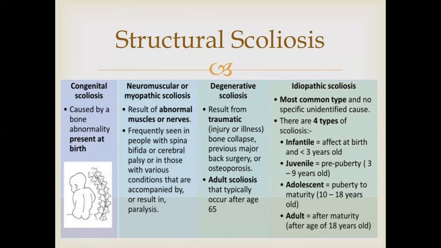There are four types of idiopathic scoliosis: infantile, juvenile, adolescent, and adult. Infantile affects from birth to 3 years old. Juvenile, in pre-puberty, is 3 to 9 years old. Adolescent, puberty to maturity, is 10 to 18 years old. And adult is after maturity, after the age of 18 years.